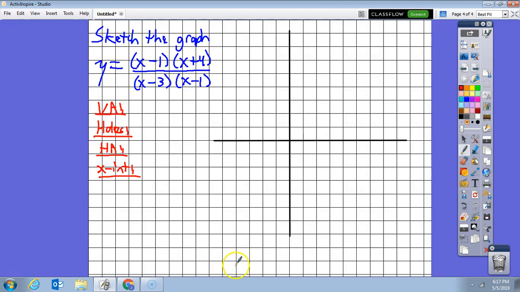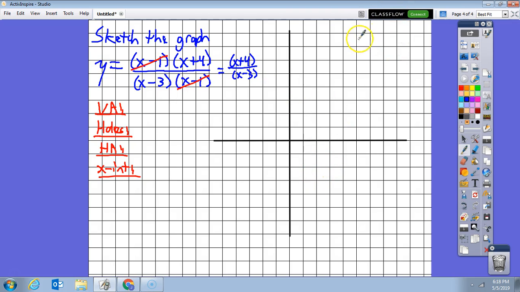Alright, so here's a quick example of a graph with a hole in it for a rational function. Again, going really quick through this one. I'm not going to do a whole lot of explaining as I go. But notice that x minus 1 and x minus 1 are the exact same factor on the top and on the bottom, so they would cancel out, leaving my simplified function to be x plus 4 over x minus 3.